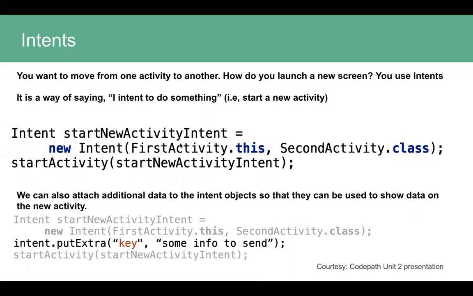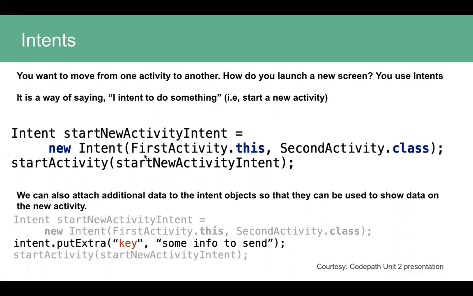The intent constructor takes the first activity, that is the activity you're currently in. It's called first activity, and the activity you want to go to is second activity dot class. And then you want to start the new activity, and you want to pass this intent object in it.